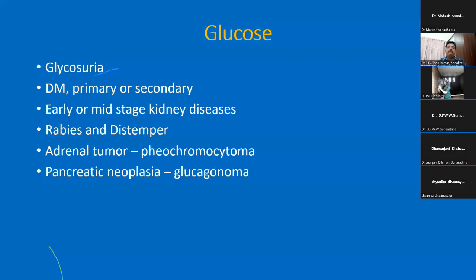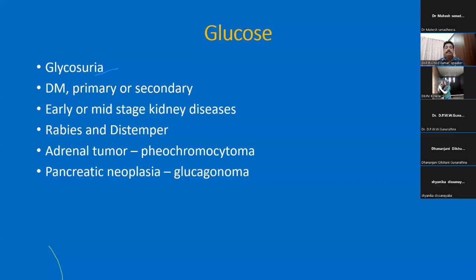In rabies, there will be glycosuria. In distemper, there will be glycosuria. In lead poisoning, there will be glycosuria. Dumb rabies is very common, especially in India. India is endemic. Sri Lanka also. Pakistan, Burma, Bangladesh, Nepal, in all these places, rabies is endemic. So we have to suspect dumb rabies at any time.